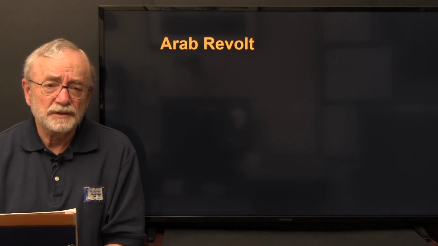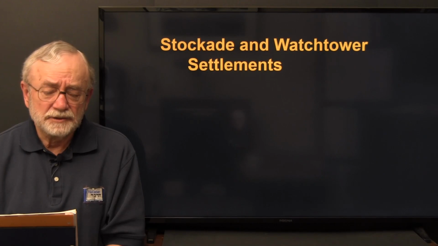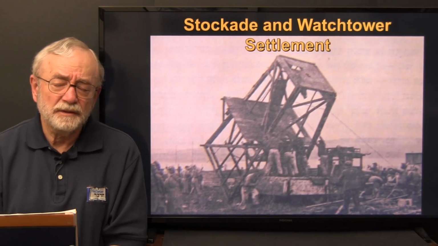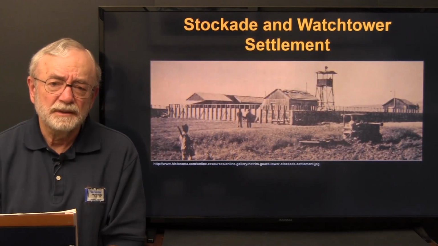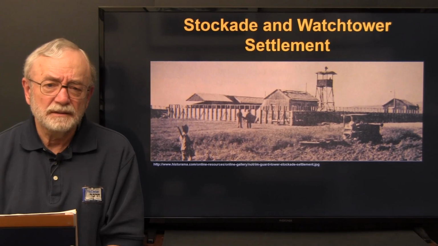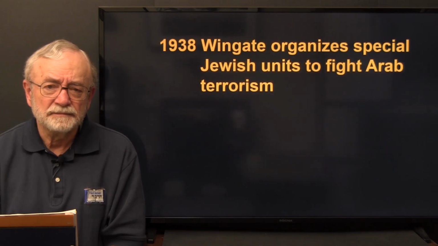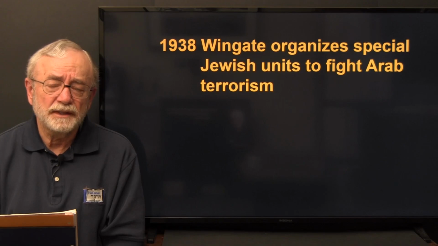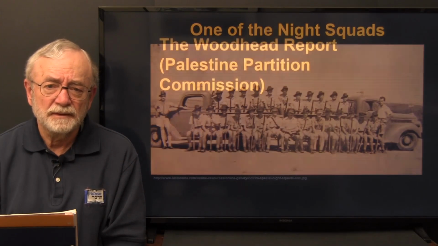The Arab riots turn into a full-fledged revolt in 1937, and that leads to stockade and watchtower settlements. These were prefabricated settlements made beforehand and then rushed out to a plot of land and set up. This plot of land was an empty acreage in the morning, but in the evening it had a stockade and a watchtower, and a settlement had been completed. 1938, Wingate organizes his special Jewish units to fight Arab terrorism. This is one of Wingate's special night squads.